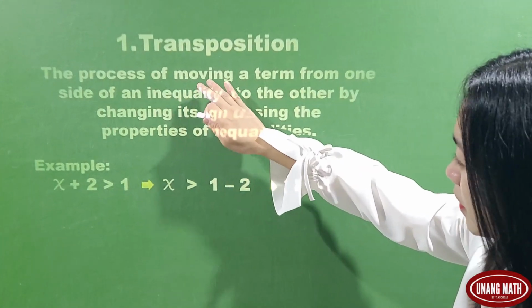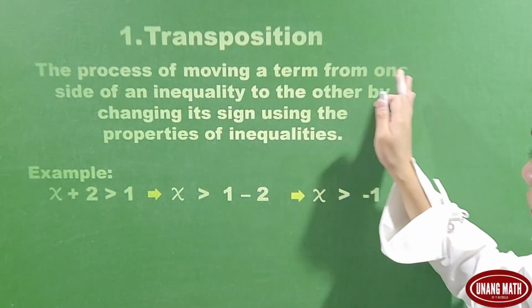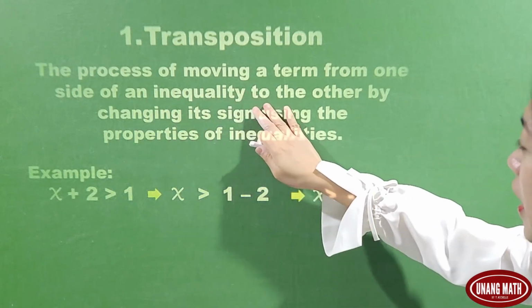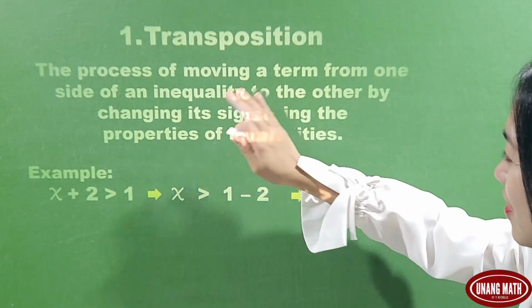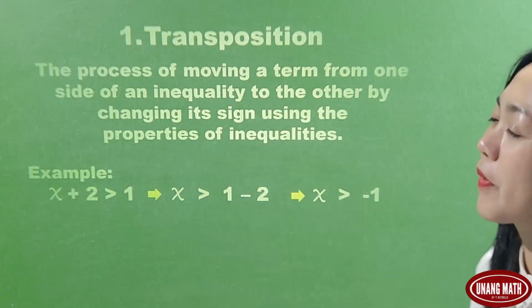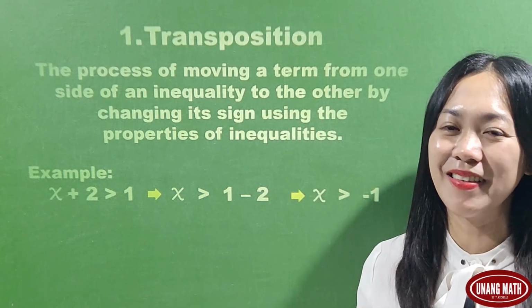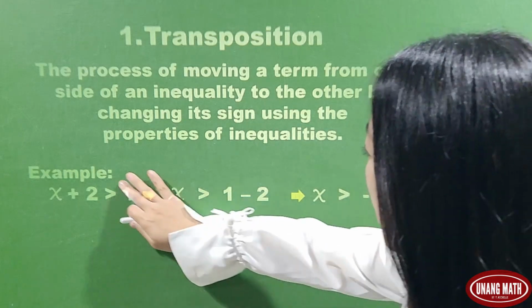And this is the process of moving a term from one side of an inequality to the other side by changing its sign using the properties of inequalities. Okay, let's give an example.